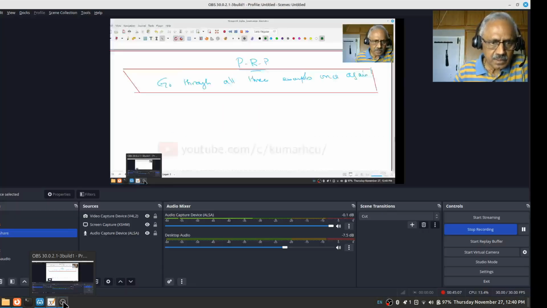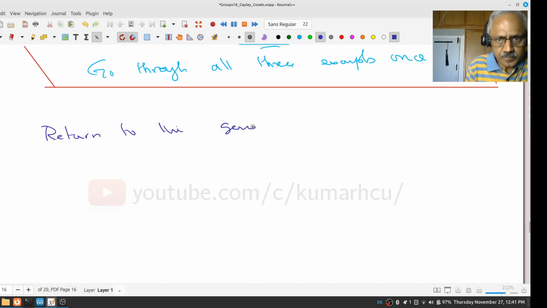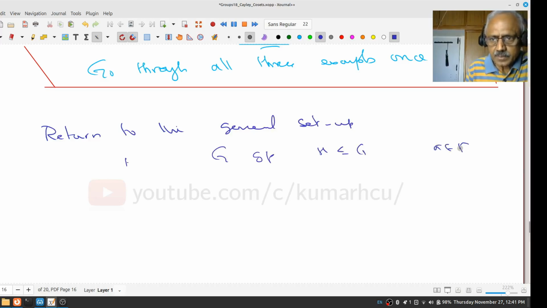Now we shall prove whatever we have been looking at. So return to the general setup. Here G is a group, H is a subgroup, and A is an element of G. Notice that when I look at AH, the first thing you should notice is A belongs to AH. This is the first thing you should always notice, keep it in mind.